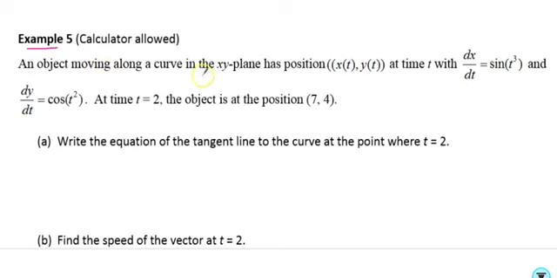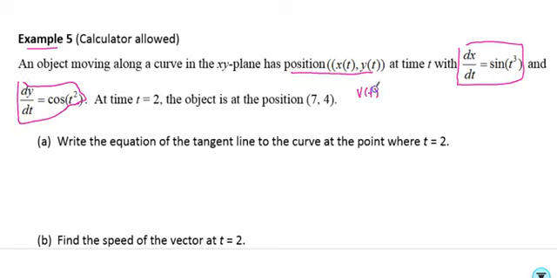An object is moving along a curve on the xy plane. As usual, position is x and y. dx/dt is given and dy/dt is given to you. So know that the velocity vector is given to you, which is sine of t to the third and cosine of t squared. At t equal to 2, the object is at this position vector. At t equal to 2, the x coordinate is 7 and the y coordinate is 4.